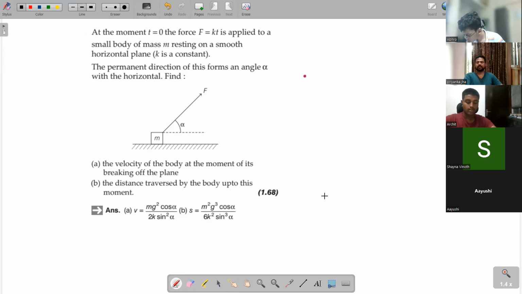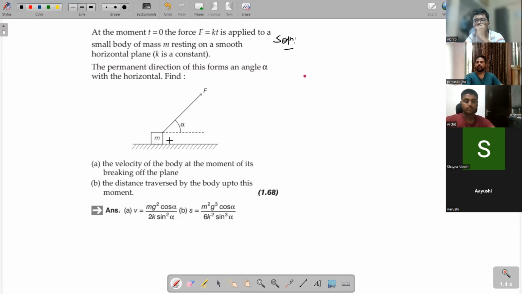Those people are not understanding, this one is understanding. Do you understand the meaning of breaking of the plane? Anyone? See, let me, sir, solve it. The vertical component of F will become greater than mg.